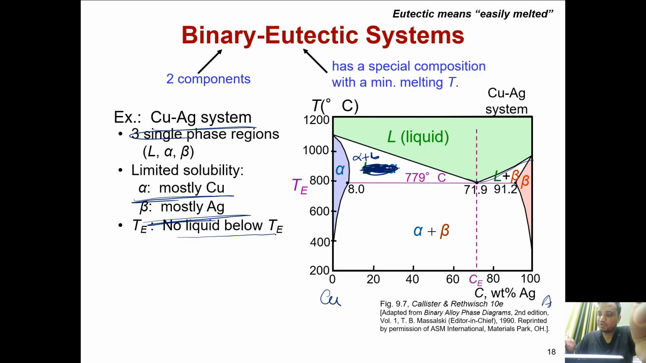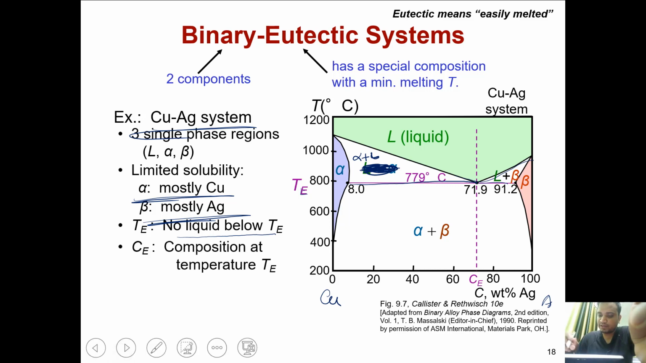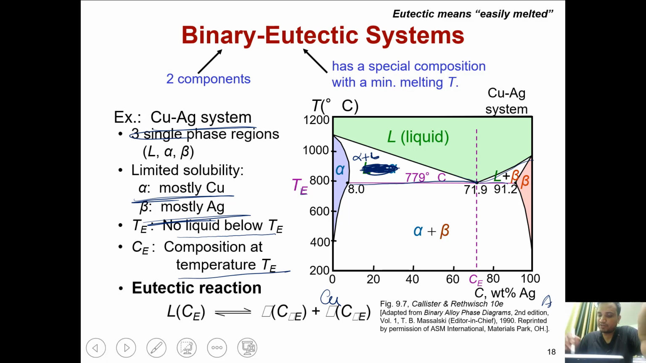No liquid below this Te. So this is your eutectic temperature. This is the straight line one, because below this everything is solid, right? This is composition Ce, that means composition at eutectic, it is written. Then the eutectic reaction is the liquid getting transformed to alpha and beta, right? So we can write here alpha and beta.